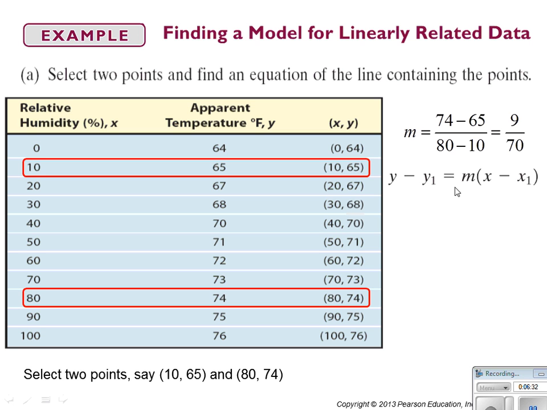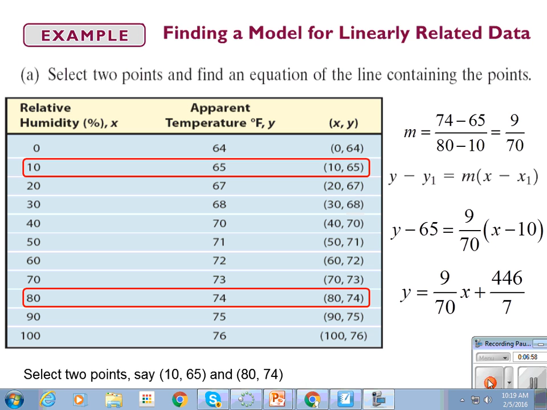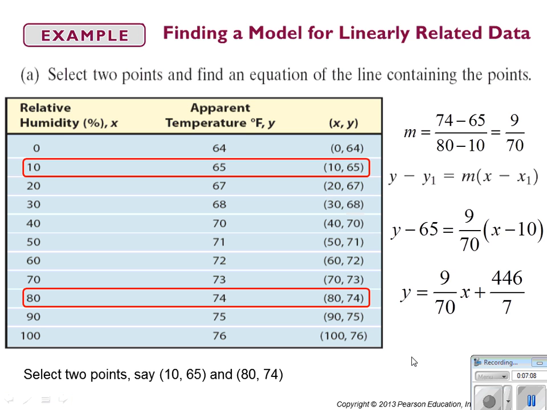If we use the point-slope equation, y minus y1 equals slope times x minus x1, we have the slope. We're going to take one of our coordinates: y1 is going to be 65, x1 is going to be 10, and we're going to insert those 3 things into our equation. We're going to distribute and add 65 to both sides. When you simplify this equation, you get y equals 9 over 70 x plus 446 over 7.